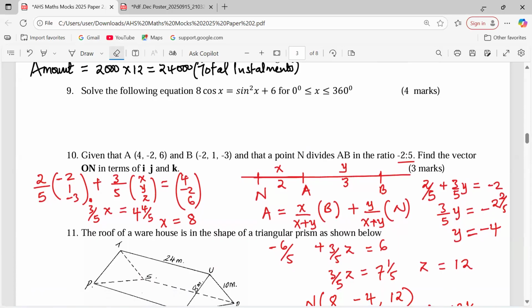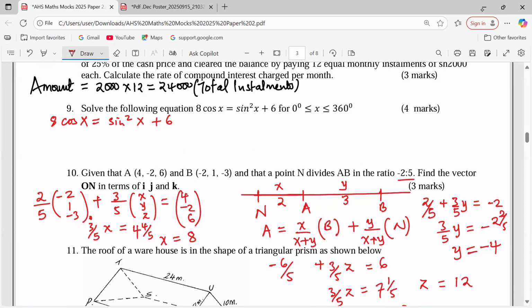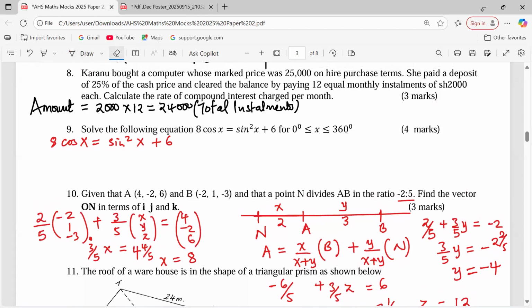8 cosine x equals the sine squared of x plus 6, where the range of the values of x is 0 degrees all the way to 360 degrees. Whenever you see trigonometric ratios and one of them has been squared, you are supposed to think of one trigonometric identity. Which trigonometric identity is this?